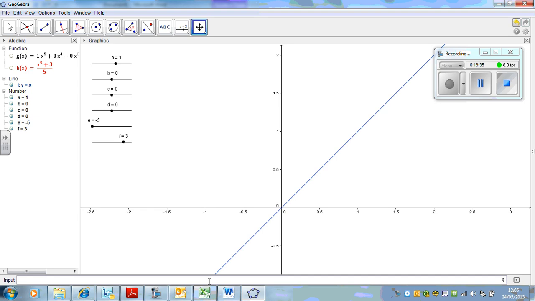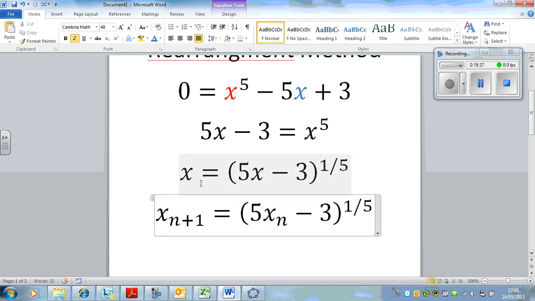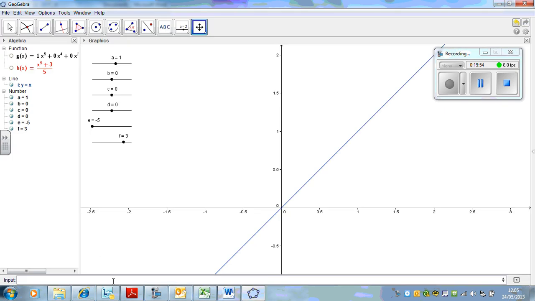Let's keep the line y equals x, because remember, what we're doing here, the roots of the original equation are exactly the same as where the line y equals x and y equals this intersect. So we've got the line y equals x in GeoGebra. Let's sketch this graph and see where they intersect.